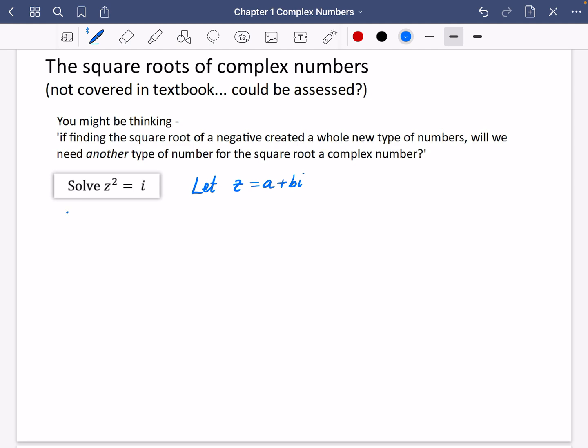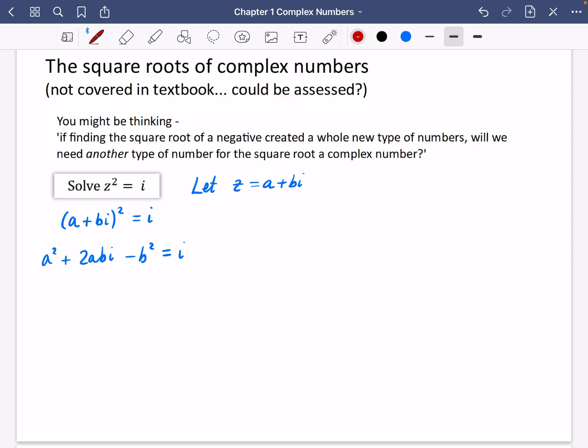So if we sub this in, we would have (a plus bi) squared equals i. Now, I can't square root both sides because if I do, the square root of i, I don't know what that means. What if there's a new type of number that we need? How do I calculate the square root of i, imagining that I can't use my calculator here? So instead of doing that, I'm going to expand the left-hand side and see what happens. I would have a squared plus abi plus another abi, so that's 2abi, and then I would have b squared i squared, which is minus b squared, and that is equal to i.